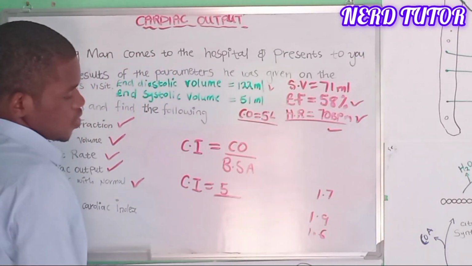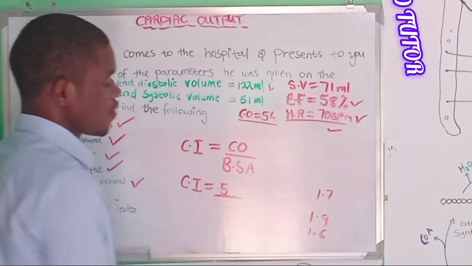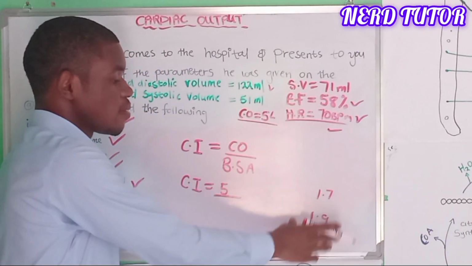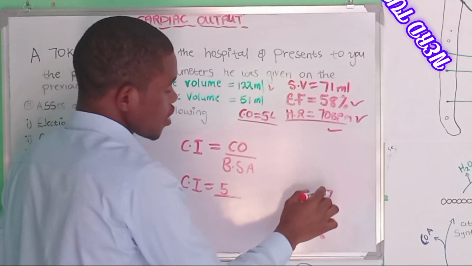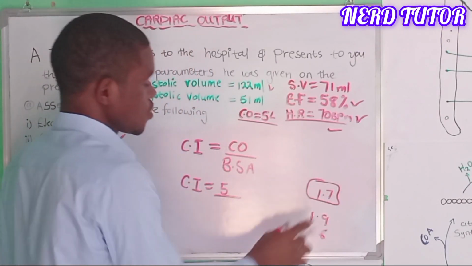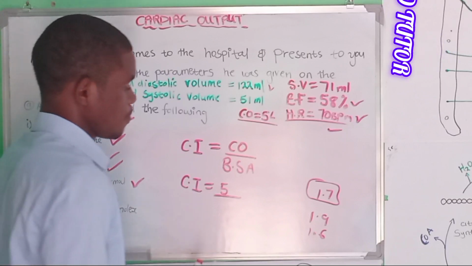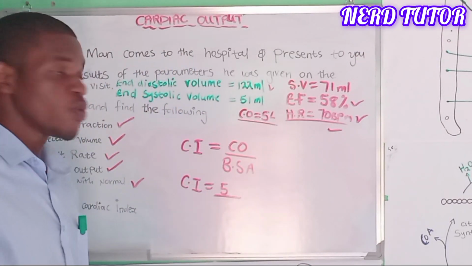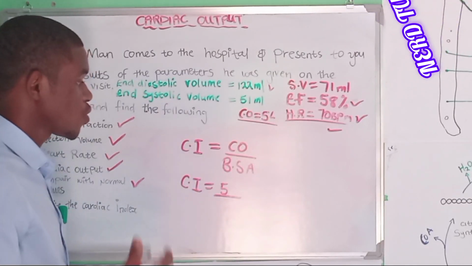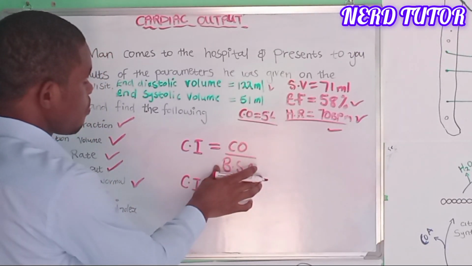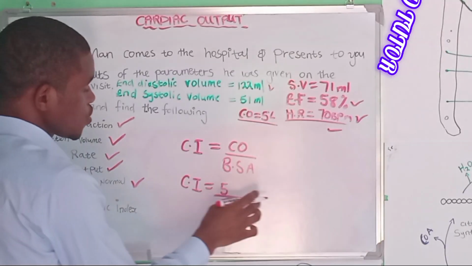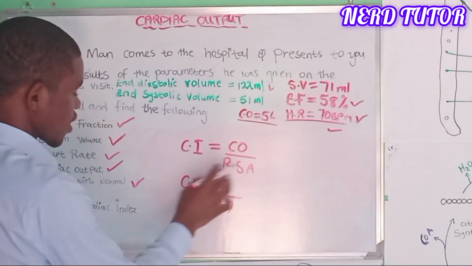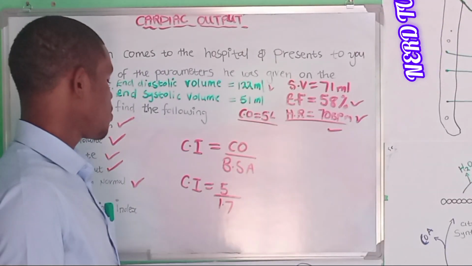Women tend to have slightly lower body surface area compared to men. But here we're going to use 1.7, which is the average acceptable. In case you are told to find it, I'm going to show you at the end the formula to calculate body surface area. But here we're going to use the standard, which is 1.7. If we calculate this, the answer we get will be our cardiac index.